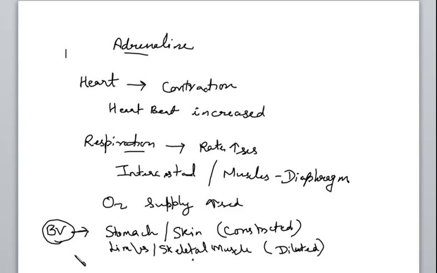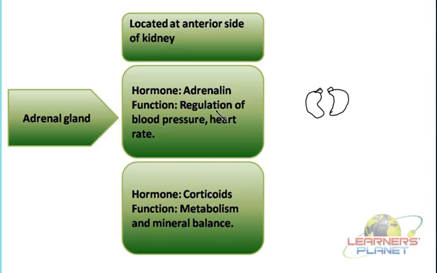Now, just imagine one thing. If this increased rate is not brought down to normal, what will happen? That means, if this adrenaline is not controlled, if it is secreted and then not suppressed back, you will remain in the excited state only, isn't it? You will keep on jumping. Is this normal behavior? No. Is it happening all the time? No. Then how is it controlled?